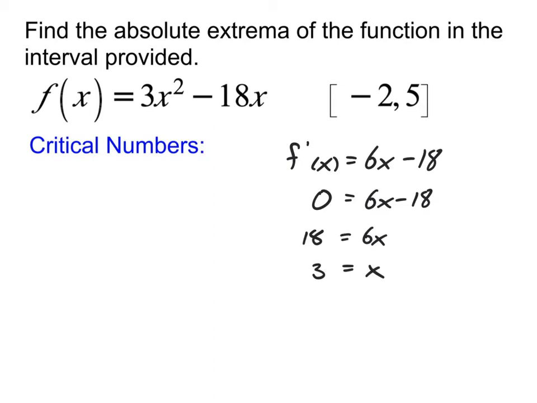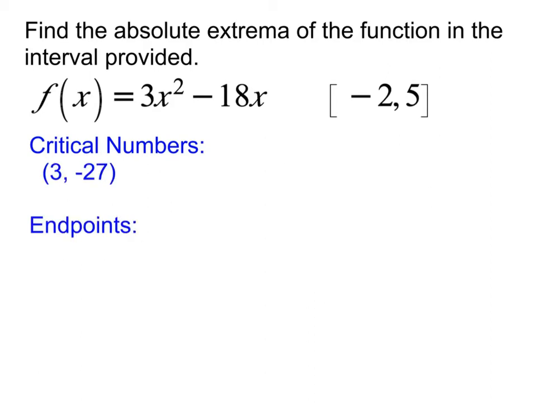But that only gets us so far, because in this case, since I'm looking for where the extrema are, I also want to know what's the y value that goes with that. So I'm going to take that value of 3 and plug that back into the equation. Now notice I'm plugging it back into the original equation, not into the derivative, because I don't care what the slope is here. I want to know how high it is. And so I take that 3 and plug it back into the original equation, and I get negative 27. So my critical number is at 3, negative 27.